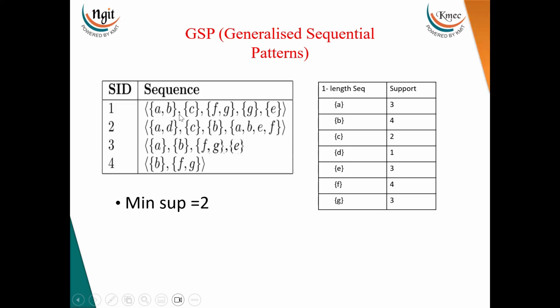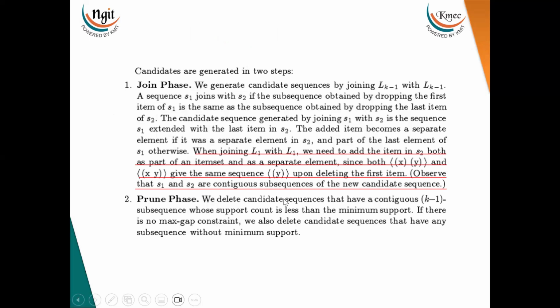If you want to find the support count of B: 1, 2, 3, 4, right? So it is repeated 4 times. In the same way, we need to find it for the other elements. And now we need to compare this with the minimum support count. When we look at this one-length sequence support, all the elements were satisfying except D, because it has less than the minimum support count. So this element will be pruned.